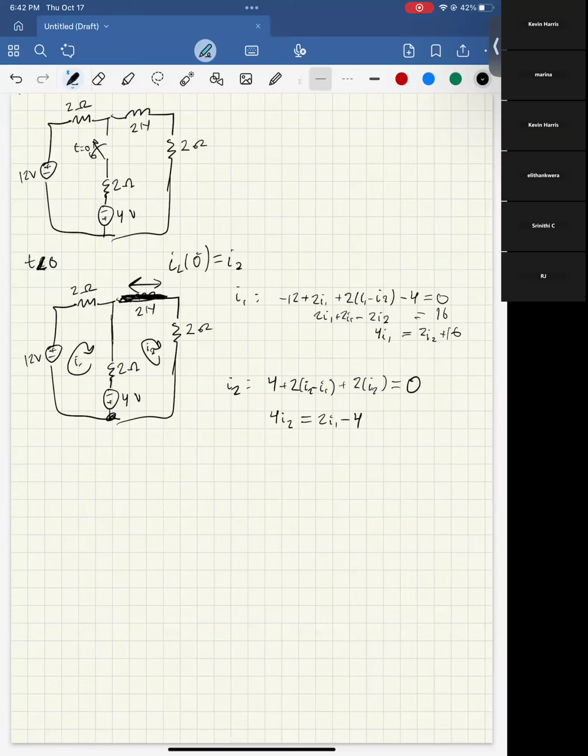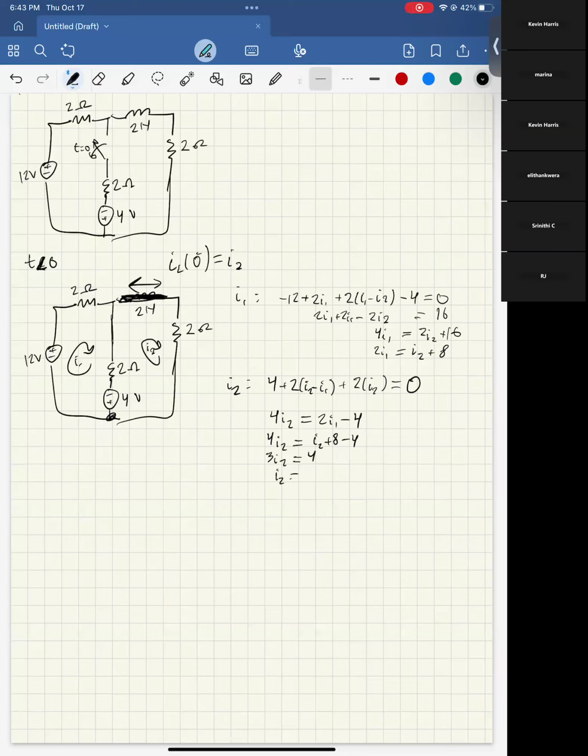Surely. Yeah, that looks right. So then if I want to find 2I1, I'll divide this by 2. So 2I1 equals I2 plus 8. So then we have 4I2 equals I2 plus 8 minus 4. We subtract I2 and we combine the constants. We get 3I2 equals 4.